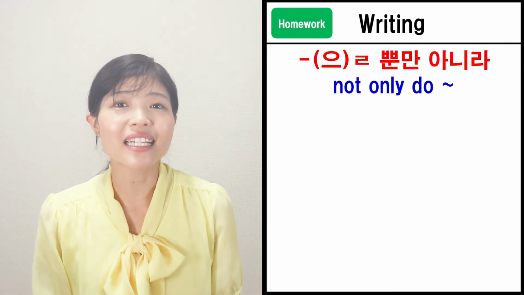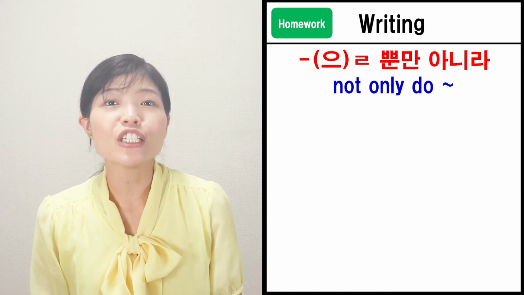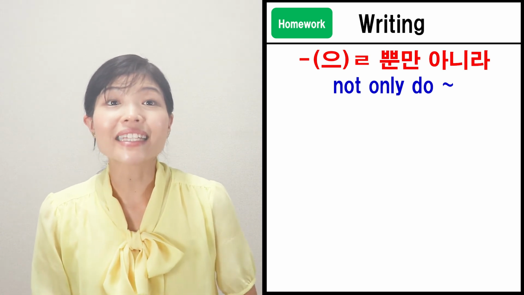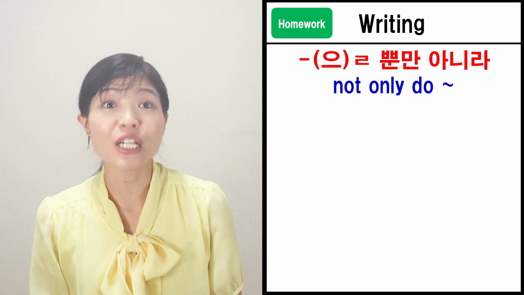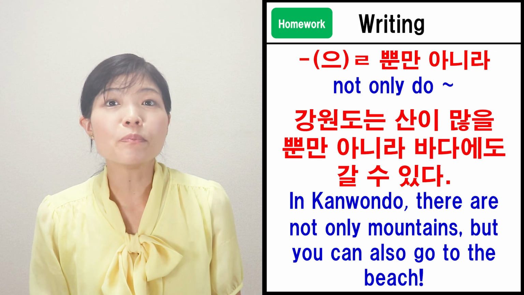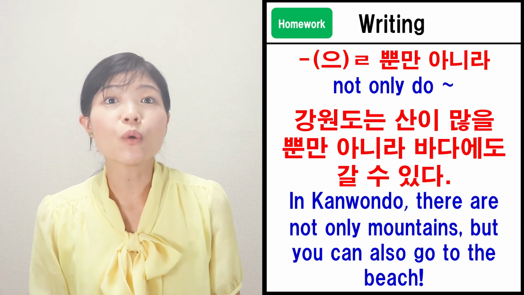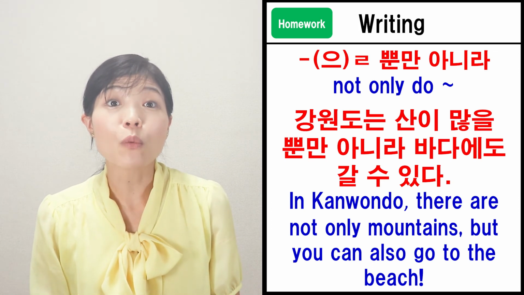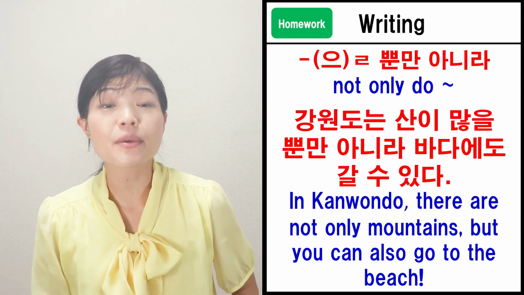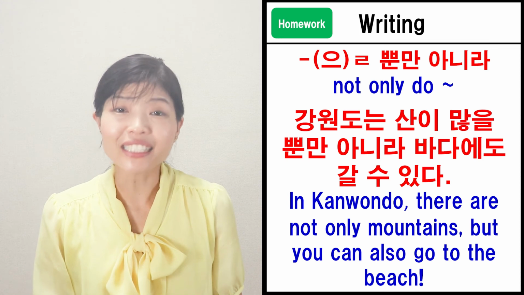For the second sentence, please use 리을 뿐만 아니라, not only do, to make a sentence that tells me something twice as good. For example, 강원도는 산이 많을 뿐만 아니라 바다에도 갈 수 있다. In 강원도, there are not only mountains, but you can also go to the beach. 강원도 is great, isn't it?